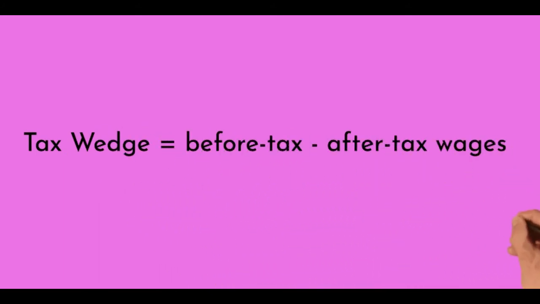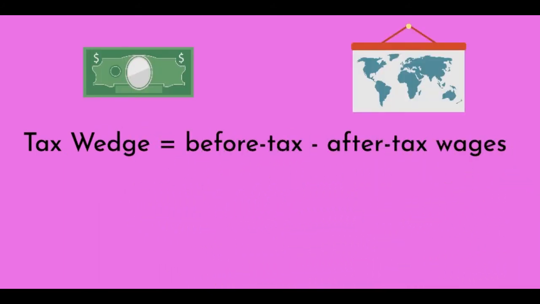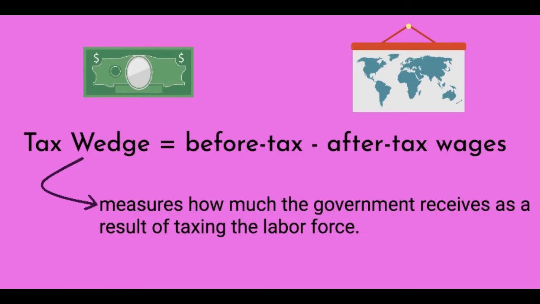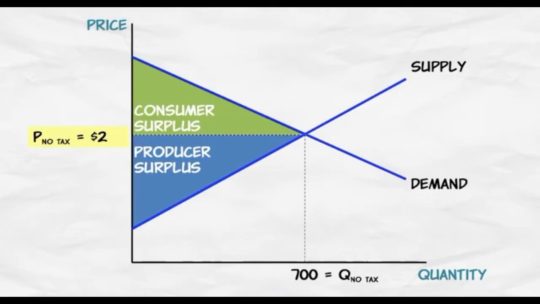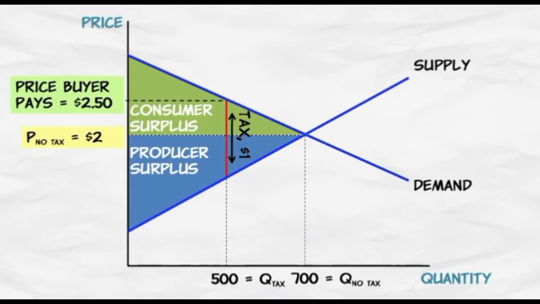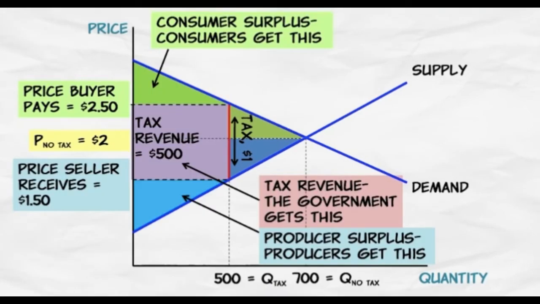A tax wedge is the difference between before-tax and after-tax wages. The tax wedge measures how much the government receives as a result of taxing the labor force. Tax wedge also refers to the market inefficiency that is created when a tax is imposed on a good or service. The tax causes the supply and demand equilibrium to shift, creating a wedge of deadweight losses.